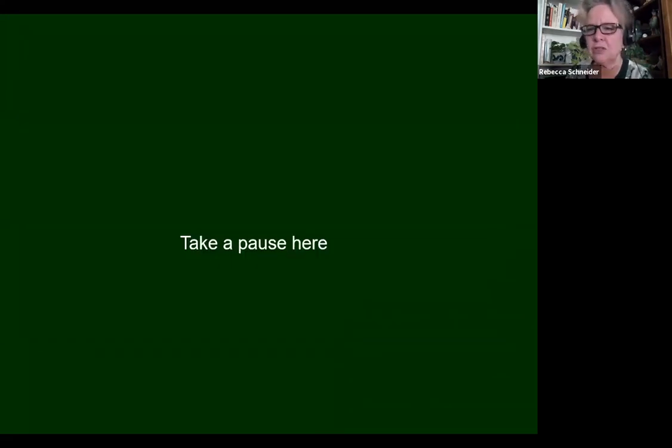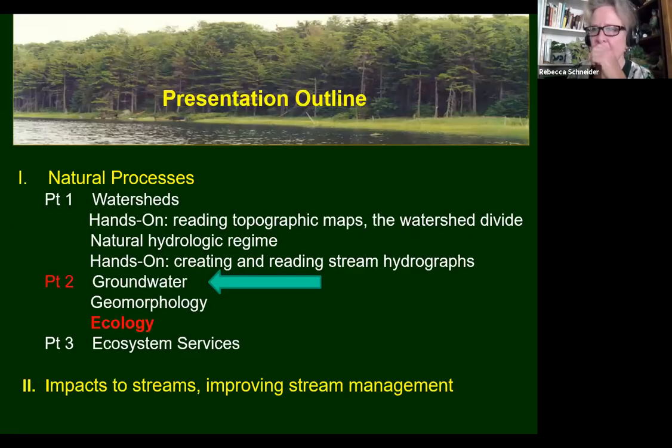That's the end of the first section, which was really giving you all you need to know about the hydrology of streams. Now, we're going to talk about the other pieces that contribute to the ecology. First, we'll start with groundwater.